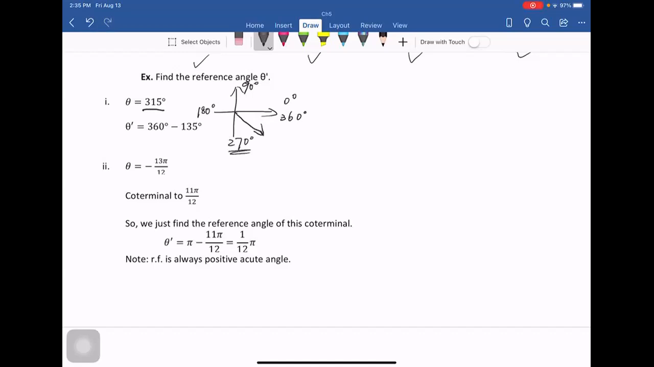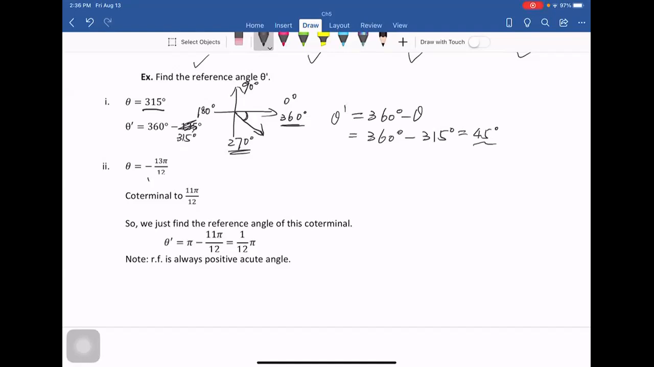Because it's greater than 270 and less than 360, the angle is here. The reference angle must be here. That equals 360 minus theta, which is 360 degrees minus 315 degrees. Made a mistake here. That equals 45, so the reference angle, the acute positive angle, equals 45 degrees.